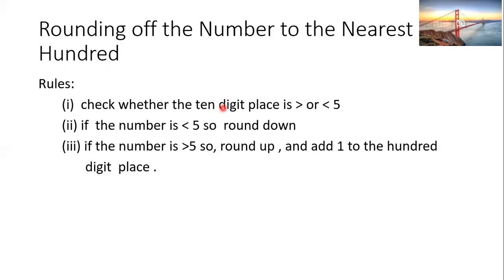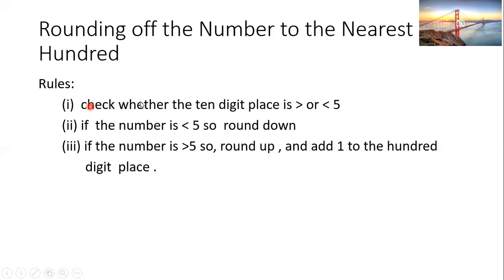Nearest 100 place. Suppose 199, what will go to 200? And 102 goes down, so 100. This is 100. Replace the 100-digit. Okay. The following rules are there.